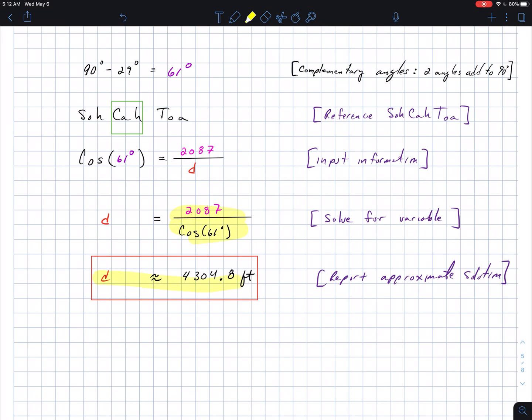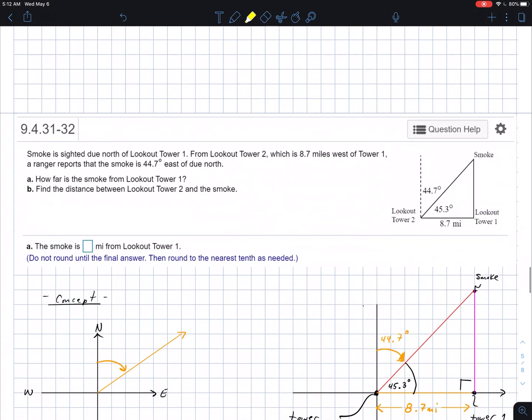I got my approximation, and I rounded it to the specific point in question that they wanted, which was the tenths. Okay.